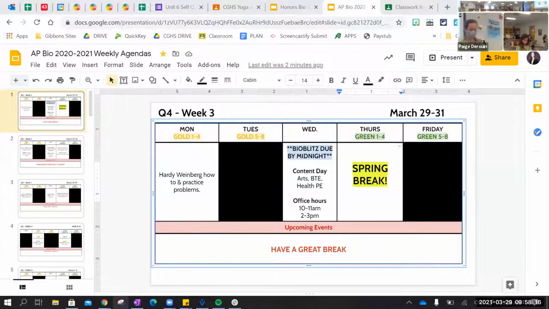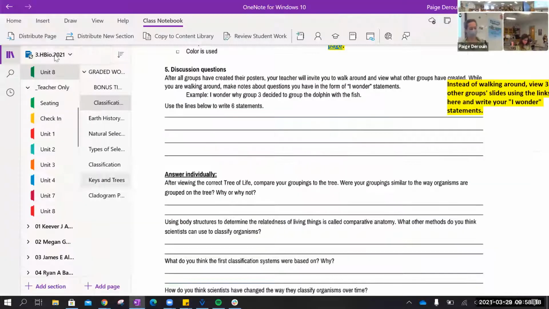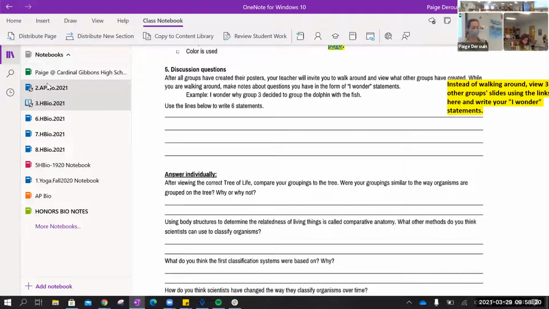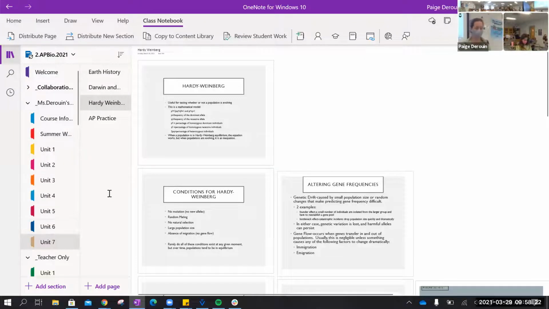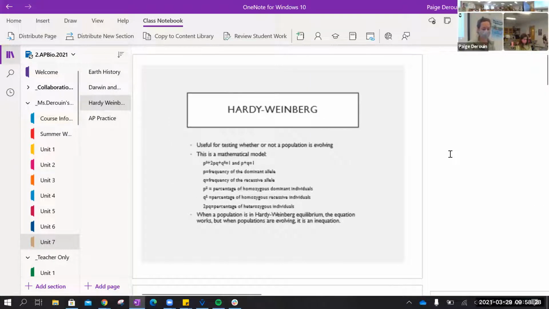I sent you guys on OneNote, if you're a OneNote user, the slides that I'm going to do today. So if you want to look at them, I sent them to your unit 7, and they're there. I see them. Yay.